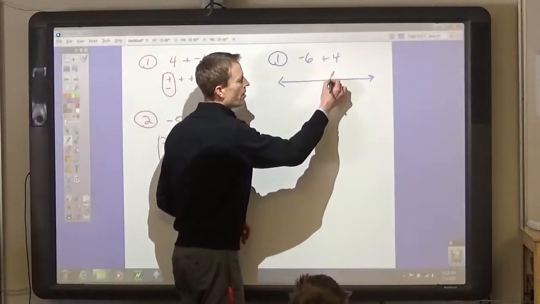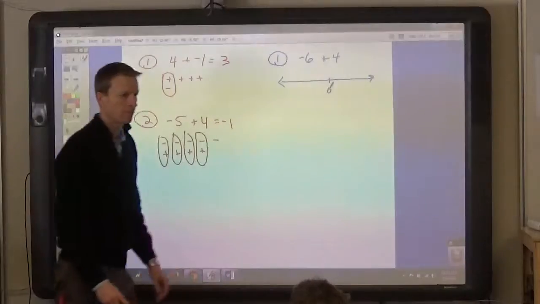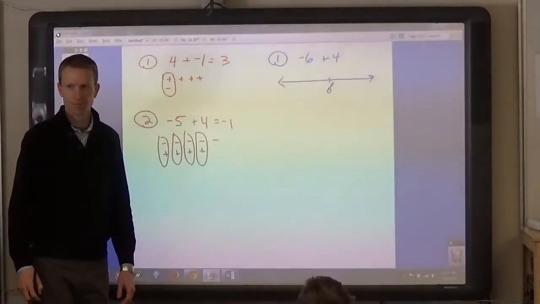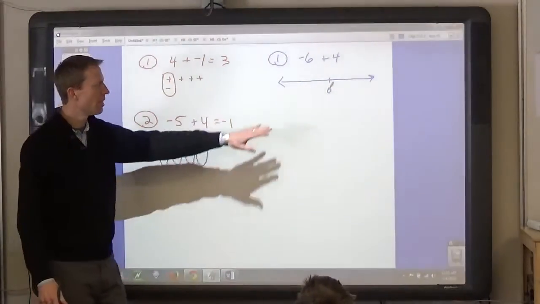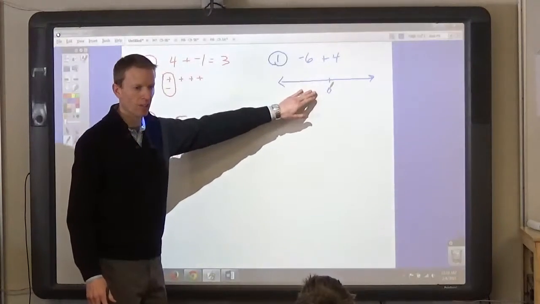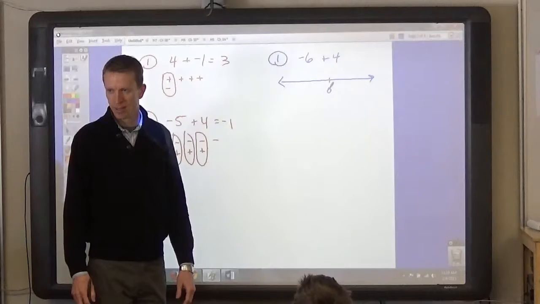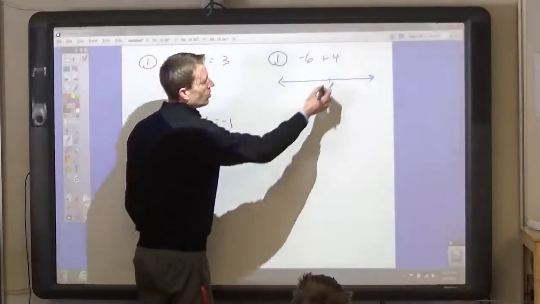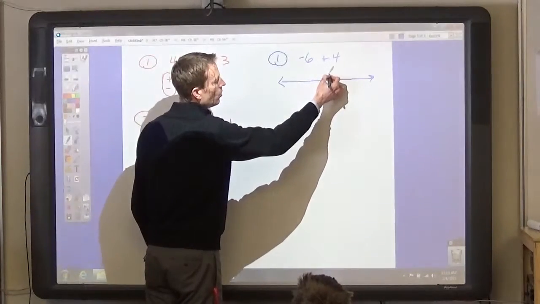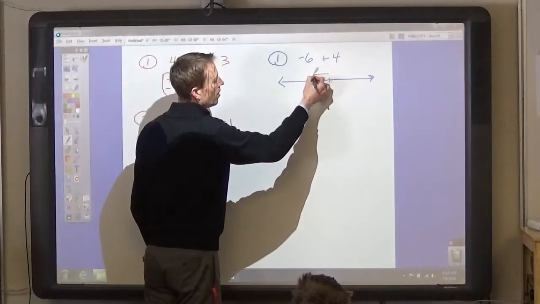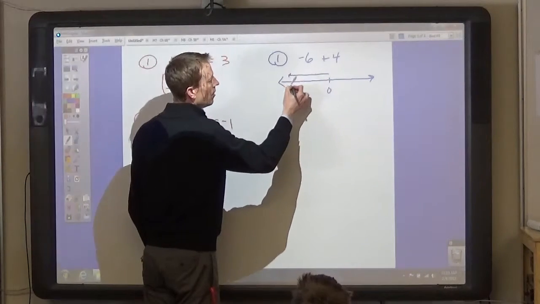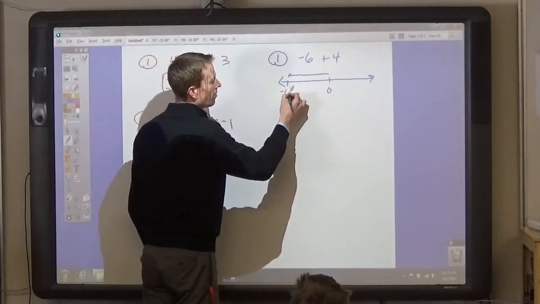And mark 0 in the middle. You're going to have to do this on a test or a quiz, so that's why I'm showing you exactly how to draw these number lines. Okay? Now, start at 0 and go to negative 6. So we're going to draw an arrow to the left. We're going to mark that spot as negative 6.